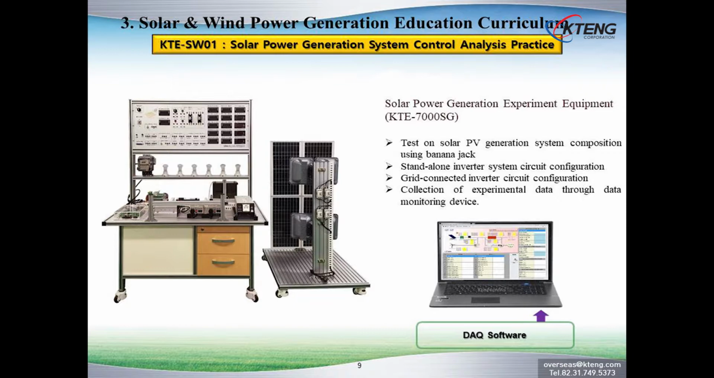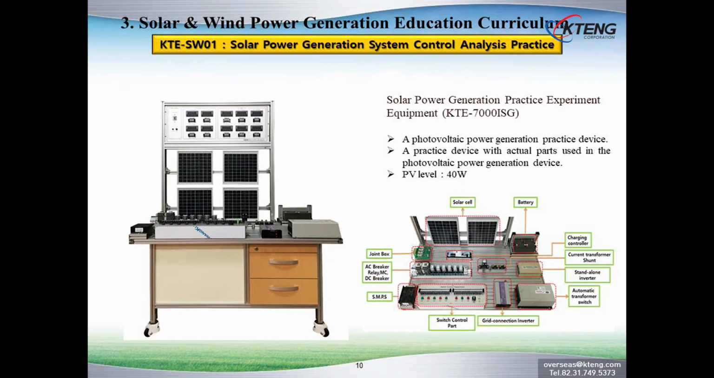Trainees can learn about the process of producing electricity in a solar power generation system using KTE 7000 SG. Also, they can see the process in real time using monitoring software. At the time of discharge or power failure of the load power on circuit, it is possible to practice automatic conversion circuit configuration, and standalone and grid-connected inverter system circuit configuration using KTE 7000 ISG. This photovoltaic system lab is designed to provide hands-on experience such as working in the field.